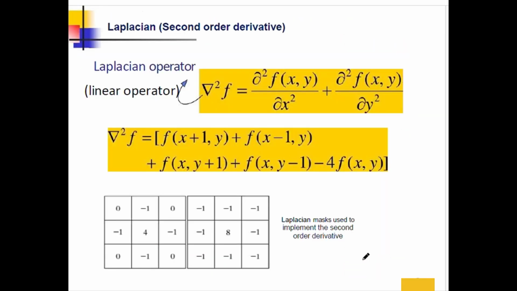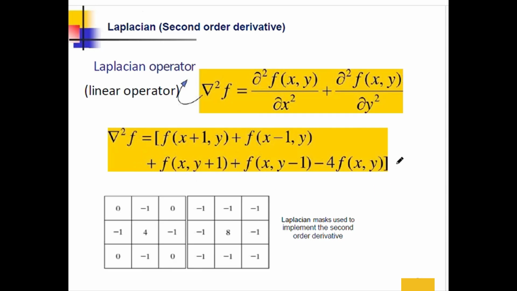The second order derivative is called the Laplacian operator. It's a linear operator, and this is the expression: second order derivative, del square f of x comma y by del x square plus del square f of x comma y by del y square. This is the expanded equation. You can verify it in the image sharpening concepts.